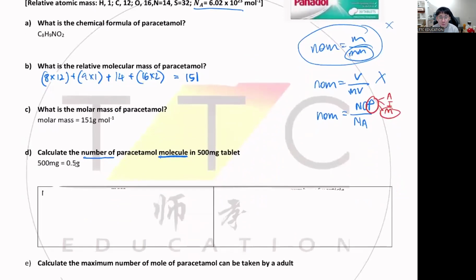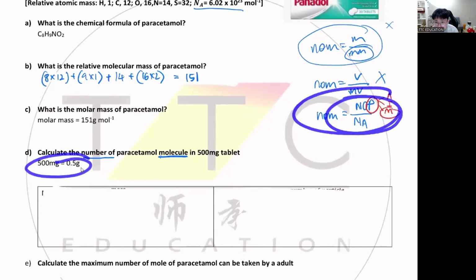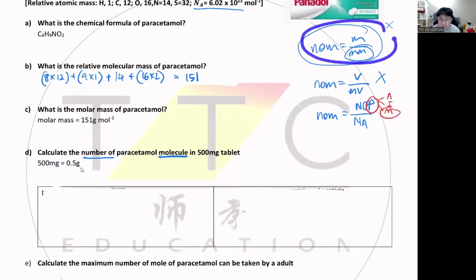Okay, so with the mass given, I want to calculate the number of molecules, correct? So with mass given, I cannot use this formula first. Instead, I'm going to use the mass formula first. Remember, guys? I always tell you, you start with the value provided. So if you are provided with mass, I use the mass formula. So what do we do?